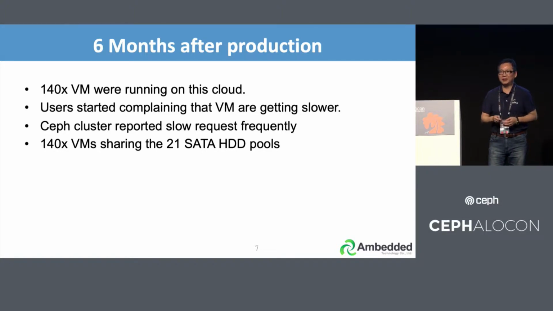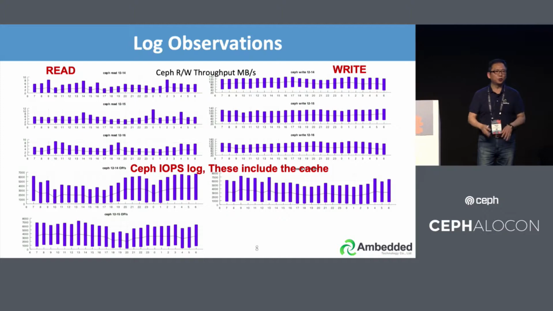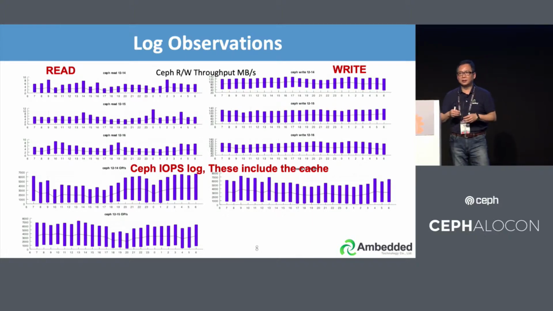That cannot be imagined. But we cannot just tell them that you are pushing the Ceph cluster too hard. But we can use the log, numerize the data to show them how the Ceph cluster is working. So first of all, we check the log of the Ceph throughput and the IOPS for certain days, like a week.